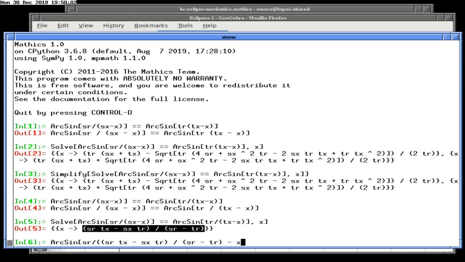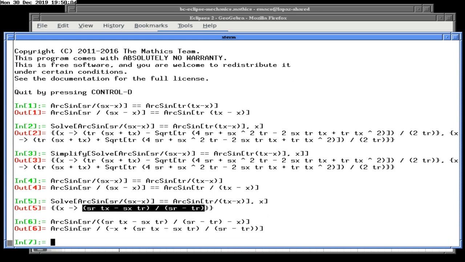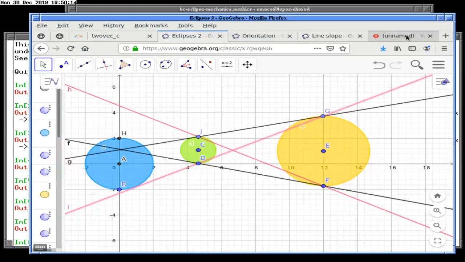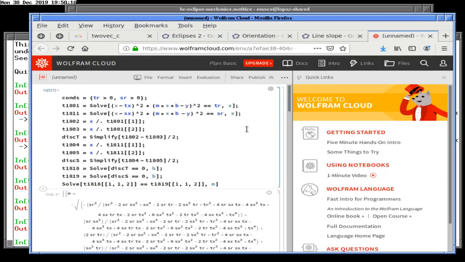Minus x. Let's see if we can simplify that. Okay, now I'm beginning to see why it's not that easy. All right, so we also, by the way, looked at Mathematica yesterday, or Wolfram Cloud, and tried to get some of these answers, and we found that they're pretty darn complicated.